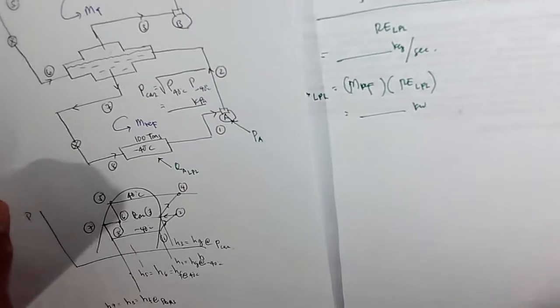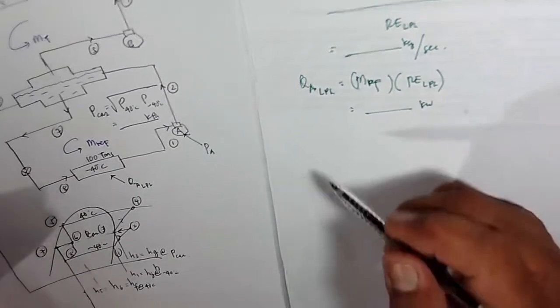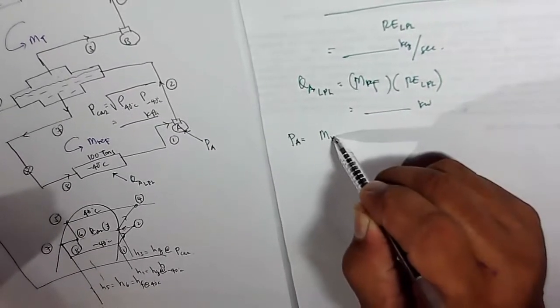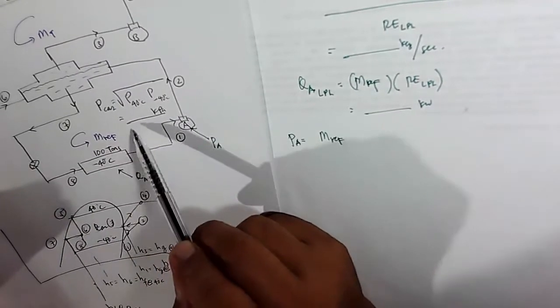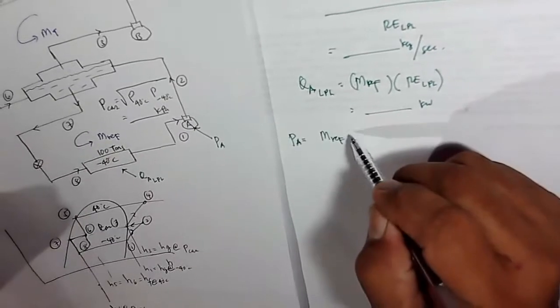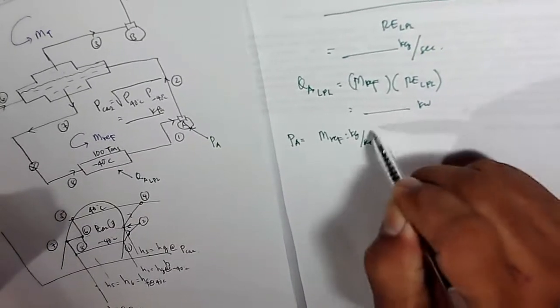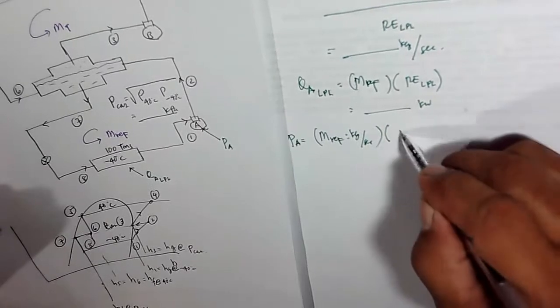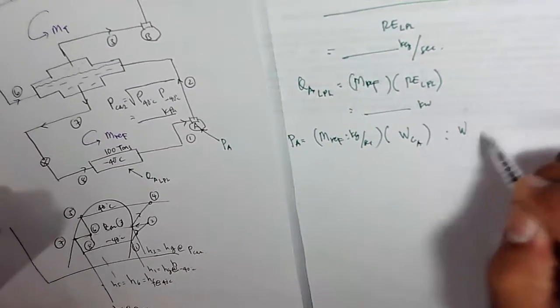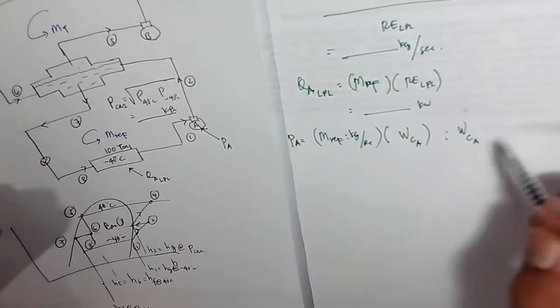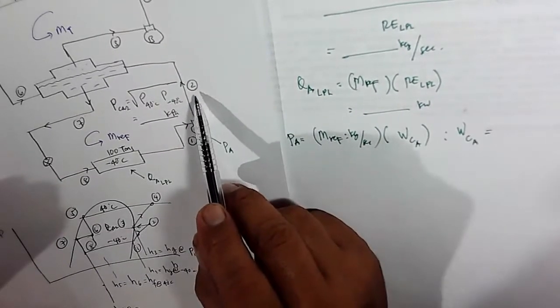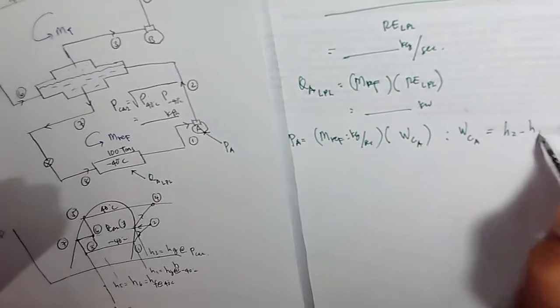For power of compressor A, it is just equal to m_ref, that is the mass of refrigerant flowing in your low pressure loop, in kilogram per second, multiplied by the work of compression, WCA, wherein WC at compressor A is just equal to H2 minus H1. Okay, so that you have also that in kilowatts.